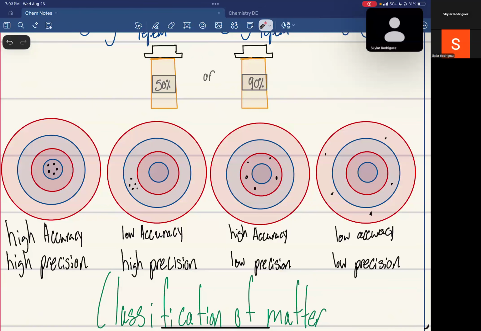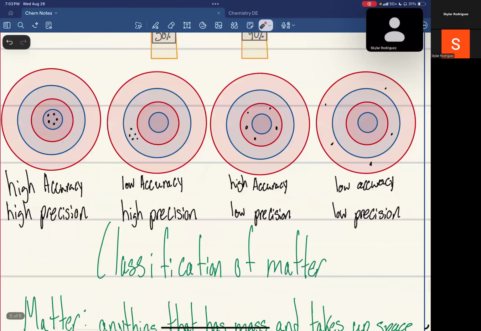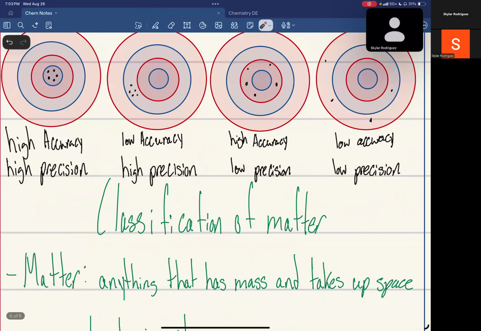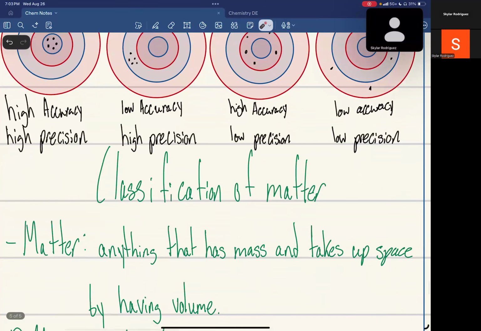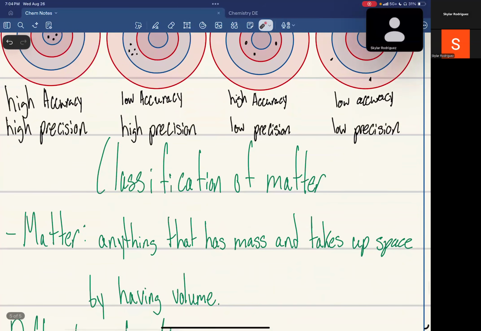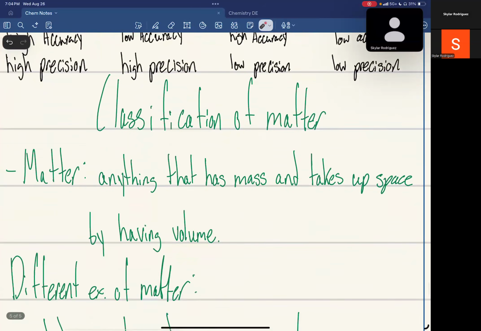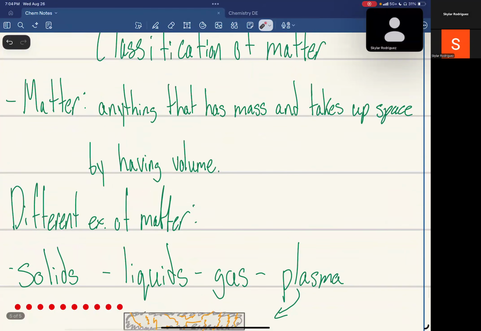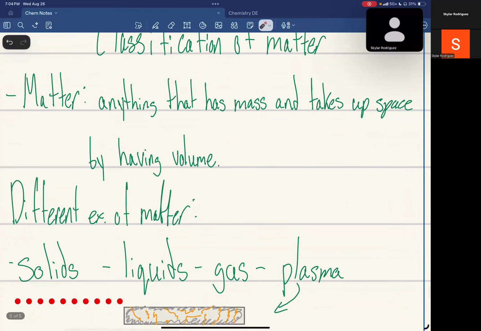target. Now we're going to go into the different classifications of matter. Matter is anything that has mass and takes up space by having volume. Different examples of matter are solids, liquids, gases, and plasma. Plasma, if you don't know, is a superheated gas that can conduct electricity.